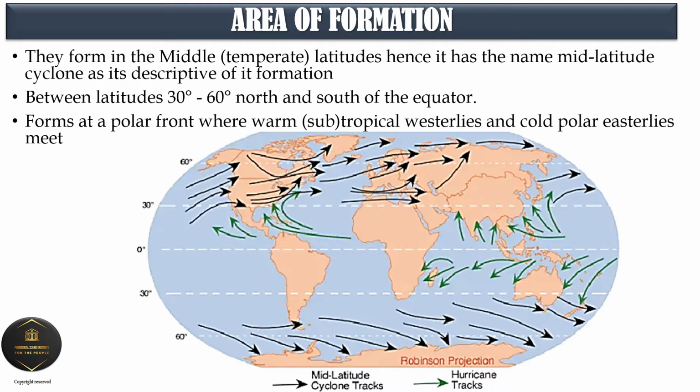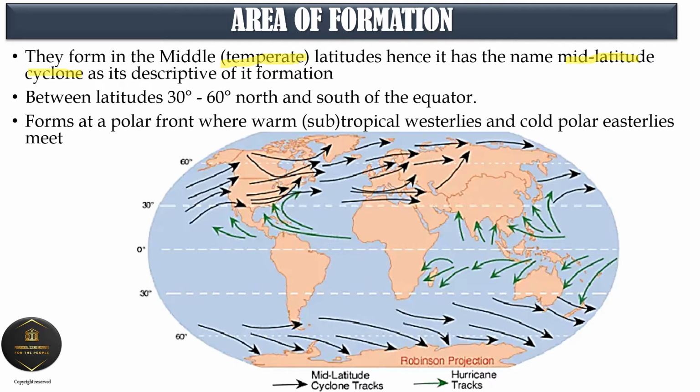Now, your examination guideline wants you to know where the systems will form, right? Their area of formation. Now, they form in the middle latitudes, or they form in our temperate latitudes. Hence they are given the name mid-latitude cyclone. So it's basically a description of where the system will form, right?